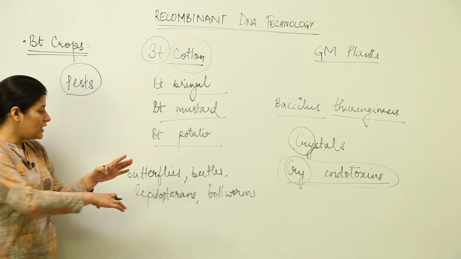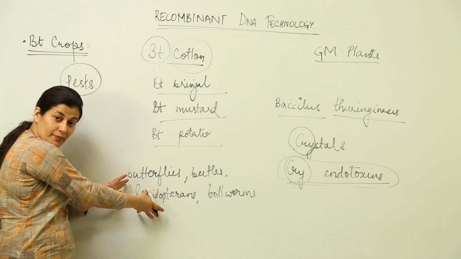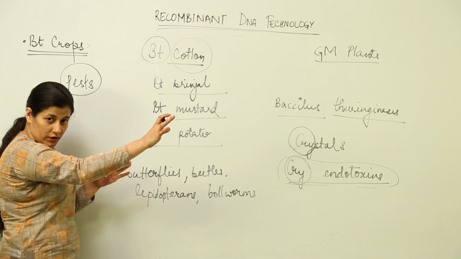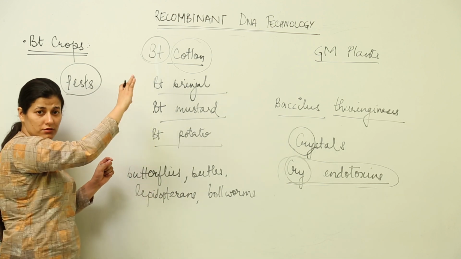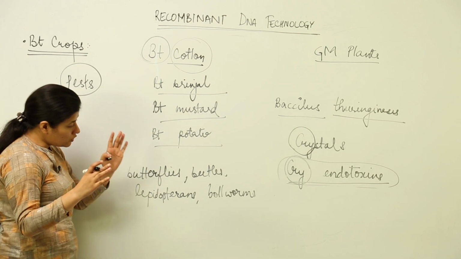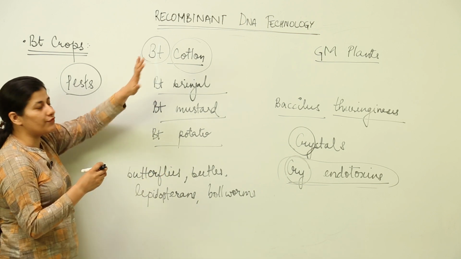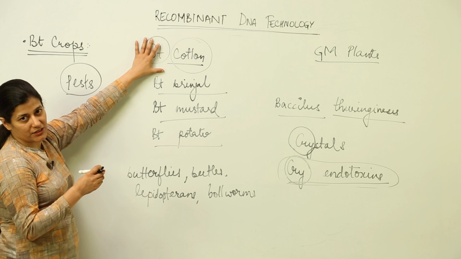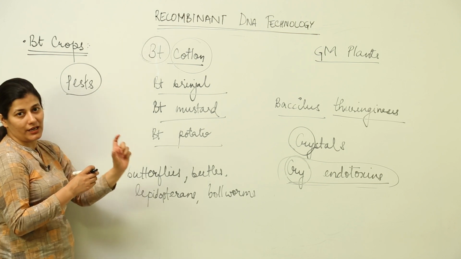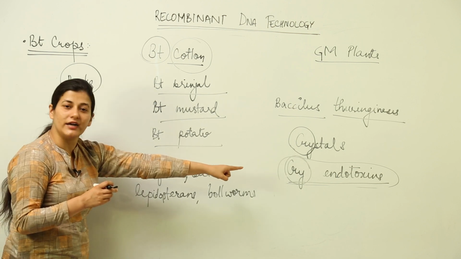And remember, they are going to eat it. That endotoxin will have effect on them. Whatsoever other organism comes and eats this cotton plant, which is part of an ecosystem, they are not going to be affected. So those insects or predators which directly affect the yield of the particular crop are targeted in particular using a gene which encodes for cry endotoxin.